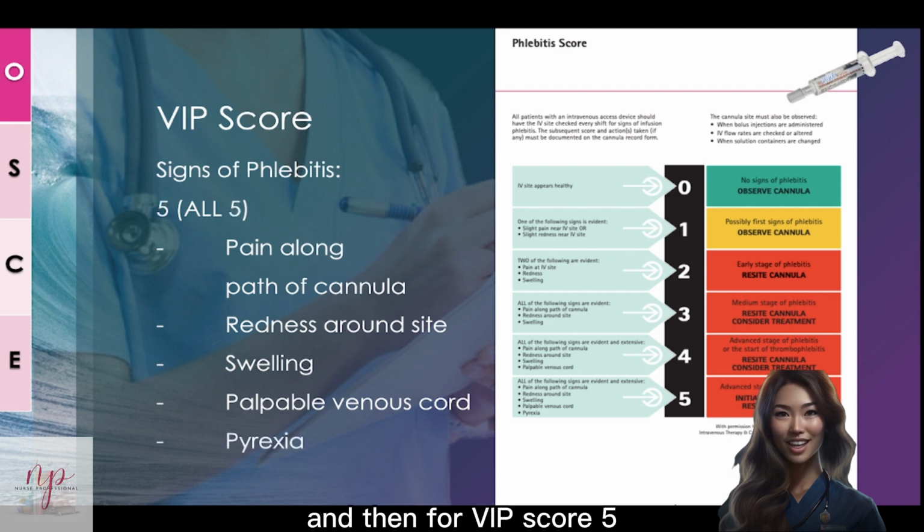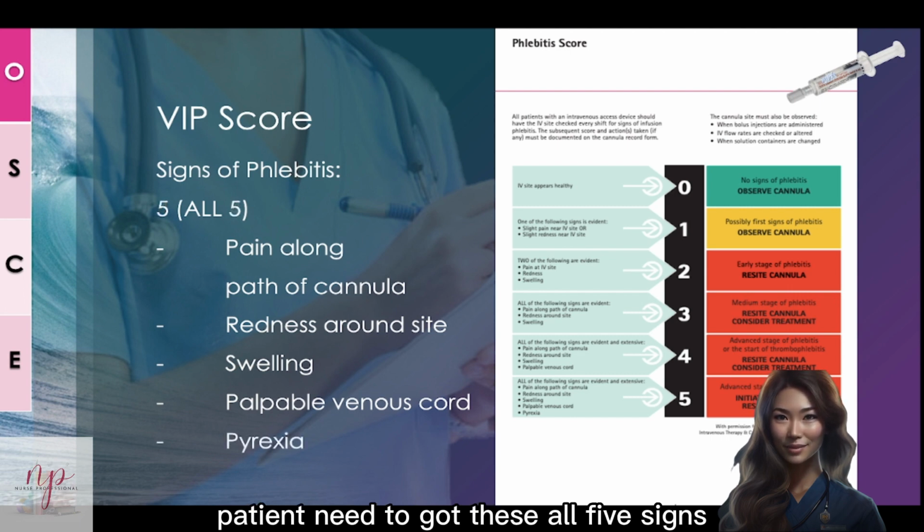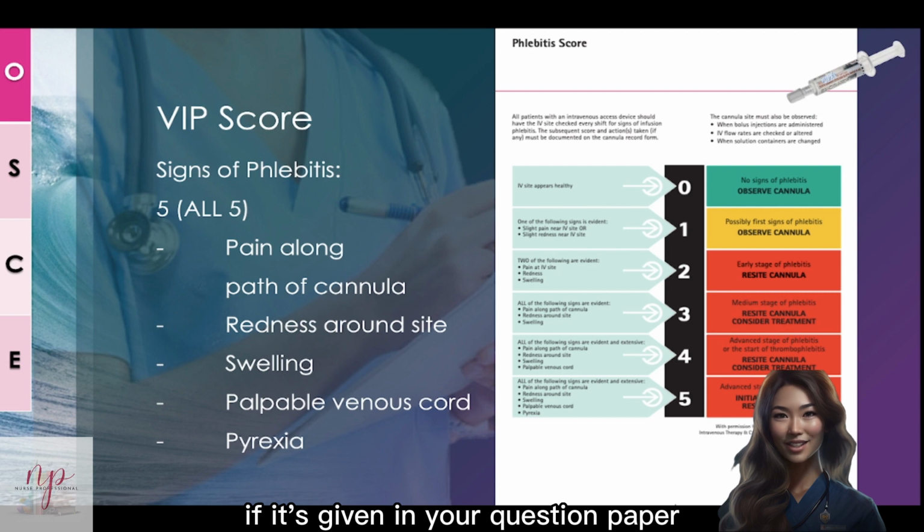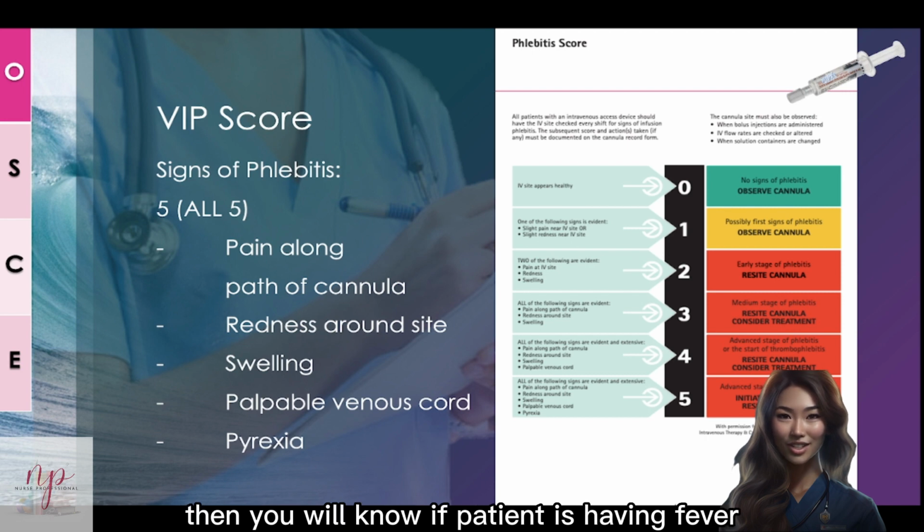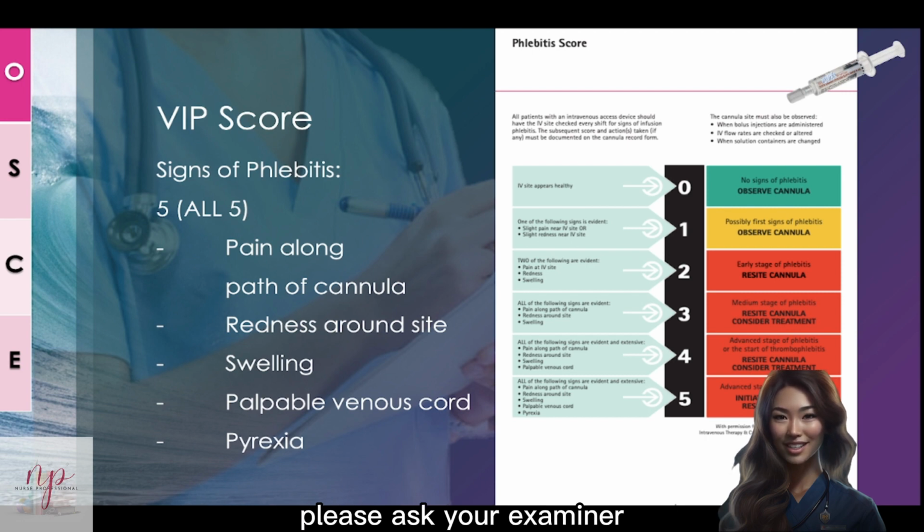And then for FIB score 5, patients need to have all 5 signs: pain along the path of the cannula, redness around the site, swelling, palpable venous cord, and paresthesia. If it's given in your question paper, then you will know if the patient is having fever. Please ask your examiner the temperature of your patient. So for you to get these points, you need to remember all 5 signs.